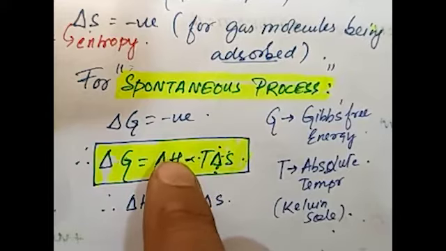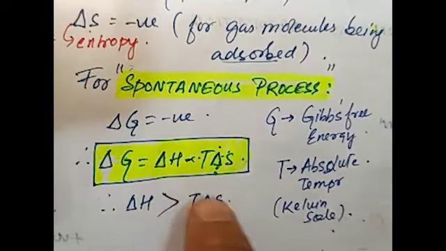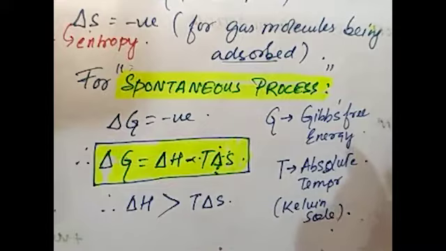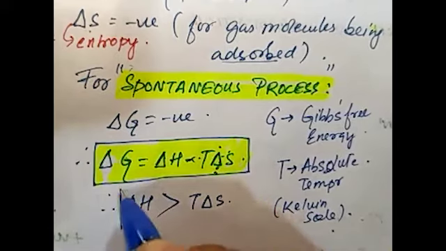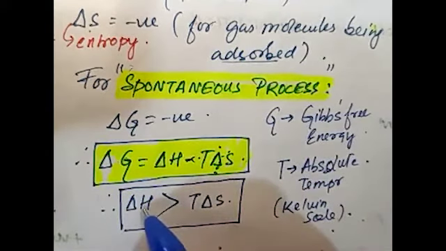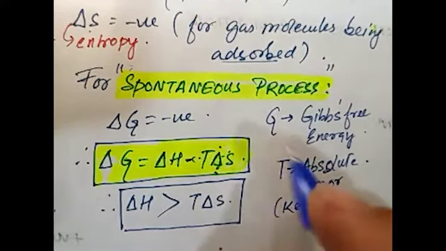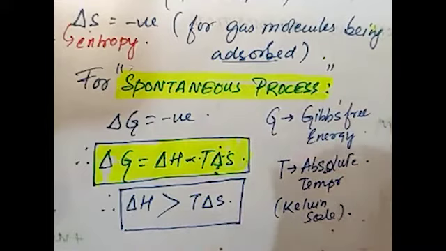ΔH हैज टू बी नेगेटिव and the possible value of ΔH should be greater than TΔS. Fine. The possible value of ΔH should be greater. Otherwise, how will it be negative? It cannot be negative. ठीक है. So this is the condition. So enthalpy should be, a lot of energy should come out so that it is greater than TΔS as well. So for a spontaneous process, this is the condition. This is what is taught in this particular topic.